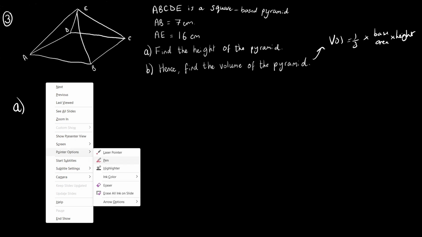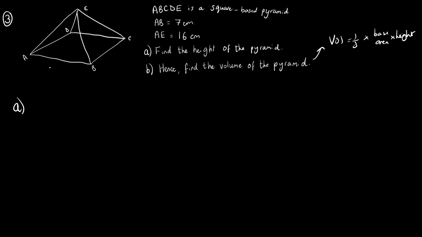Now let's annotate. We've not got any values on this, so let's look. A to B is 7. I know that this bottom part is a square. It tells me it's a square-based pyramid, so all those lengths are 7. And we want to find the height. We're told that AE is 16. And that's the diagonal distance.